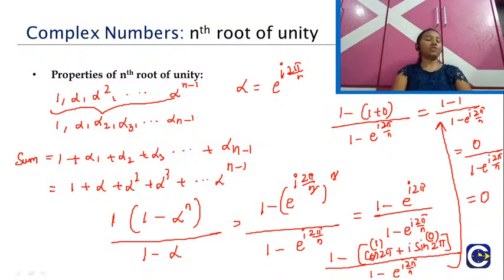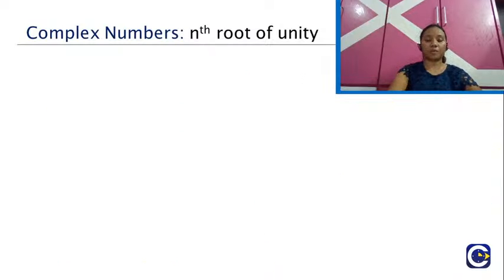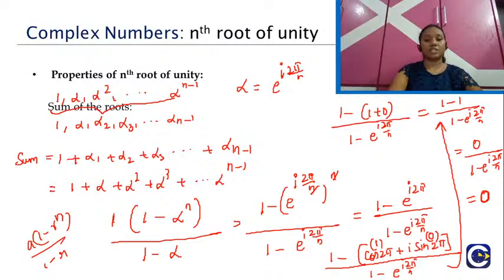Right, because we know that the roots are 1, alpha, alpha square, until alpha power n minus 1. And we already know that alpha equals e power i 2 pi by n. So here it is a geometric progression, and the sum of n terms in a geometric progression is a into 1 minus r power n by 1 minus r, where r is the common ratio and a is the first term. That formula we have applied here, and after simplifying this, we end up with the sum of the roots being equal to 0. Right, so this is the first property, that the sum of the roots is equal to 0.